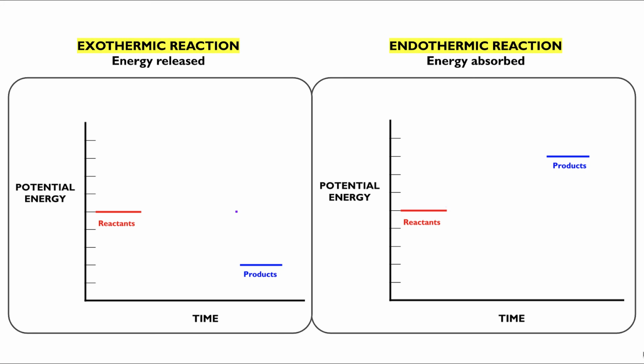Let's think about how the potential energy diagrams would compare for an exothermic versus an endothermic reaction. In an exothermic reaction, energy is being released, and in an endothermic reaction, energy is being absorbed as reactants become products. So in an exothermic reaction, to get from reactants to products, we need to move down on the y-axis. Whereas to get from reactants to products in an endothermic reaction, we move up on the potential energy y-axis.